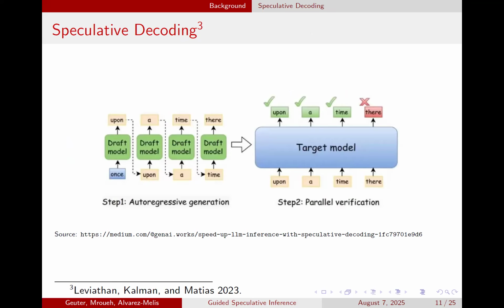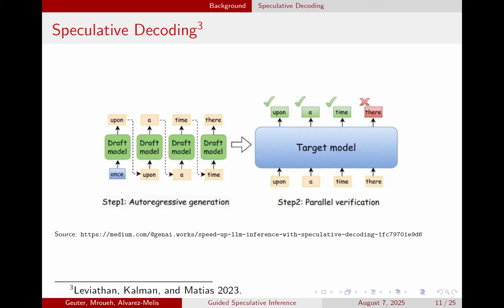So the main idea in speculative decoding, I just took this image from this website here. The target model corresponds to what we call pi b. The draft model corresponds to what we call pi s. If you want to do inference from the target model, if you want to generate responses, you would have to do that autoregressively. That means for each new token, you need one new forward pass through your model.